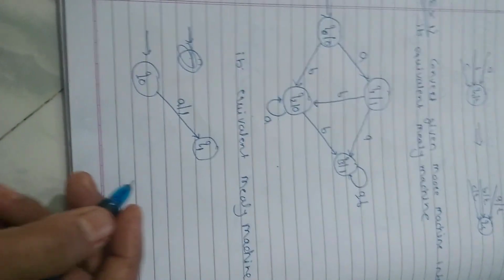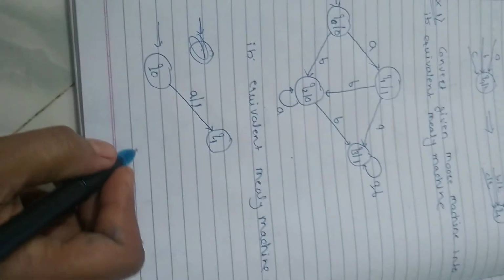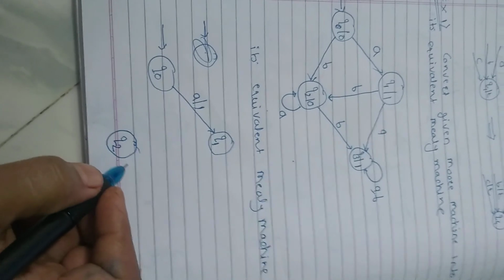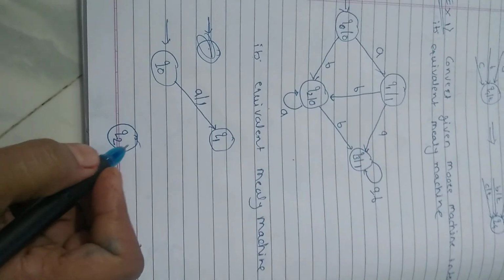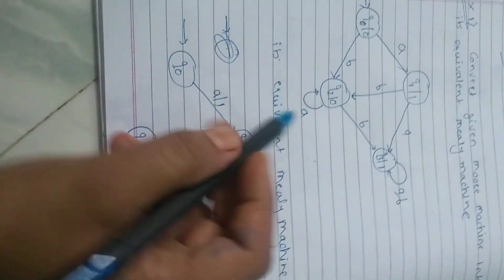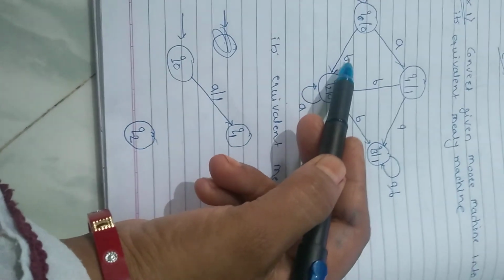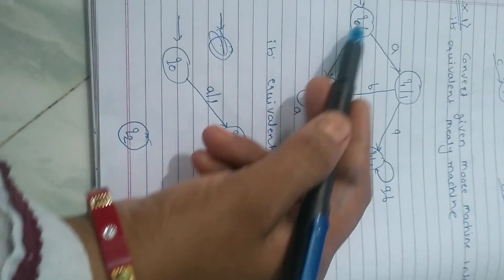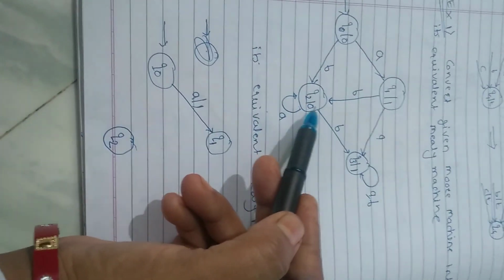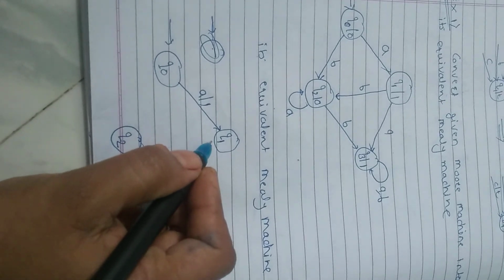Go towards the next state. The next state is Q2. Draw a circle Q2 and write just the state name without the output symbol. Then consider all the incoming transitions. Which are the incoming transitions here? The incoming edges are, one from Q0 to Q2, then Q1 to Q2, and one self loop, Q2 to Q2. Consider all of them one by one.